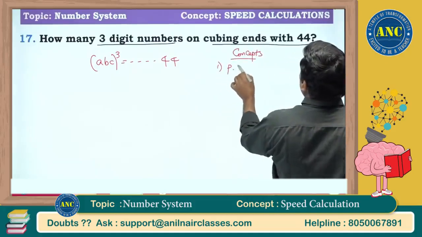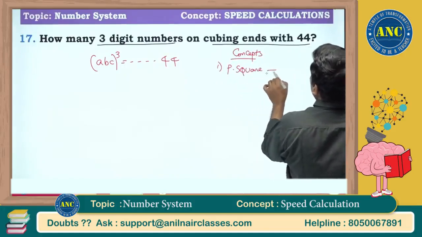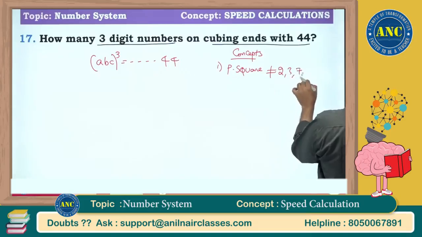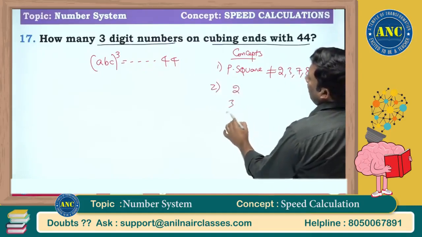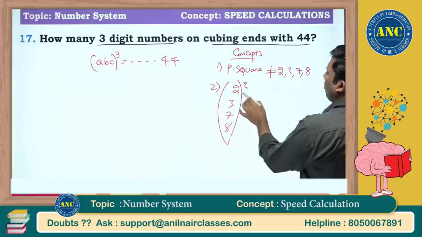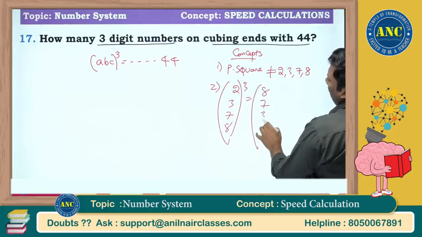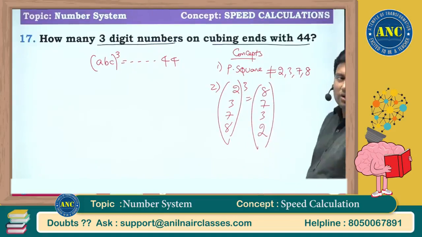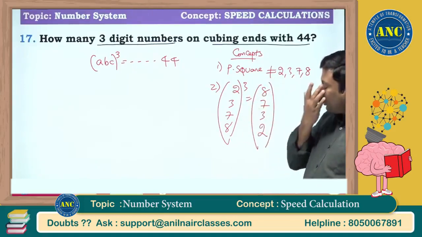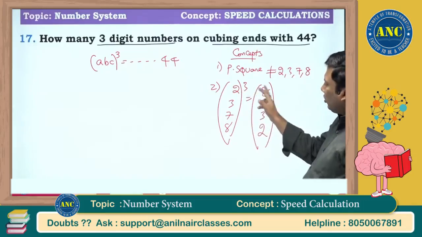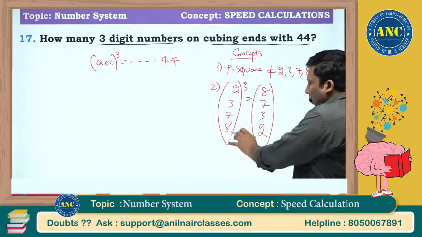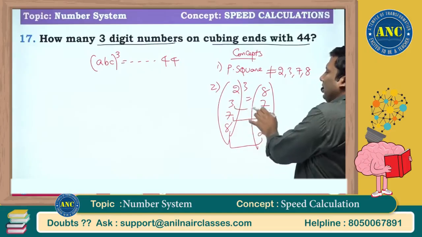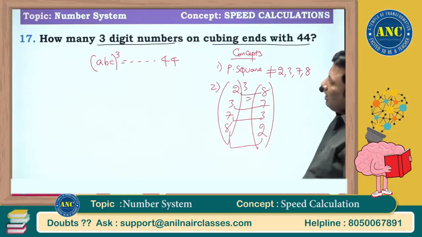The first concept: a perfect cube never ends with 2, 3, 7 or 8 unit digits; on cubing 2, 3, 7 or 8, we get another number which is the tens complement of the unit digit. 2 cube is 8. 3 cube is 27. 7 cube is 343. 8 cube is 512. 10 minus 8 is 2. 10 minus 7 is 3. 10 minus 3 is 7. 10 minus 2 is 8.